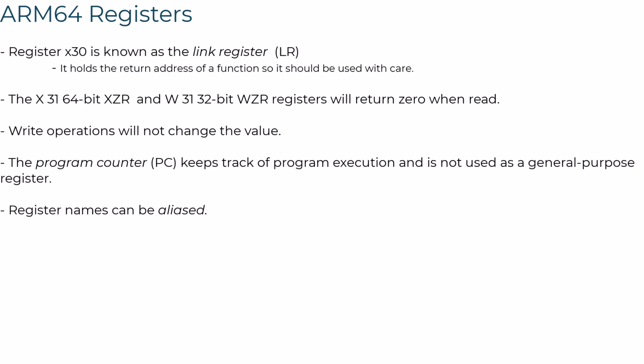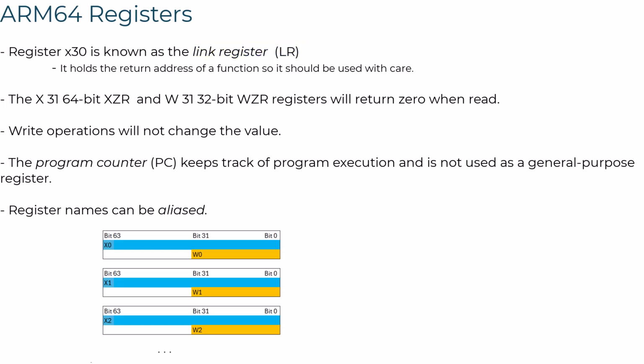Some other special cases. Register X30 is known as the link register, or the LR register, and this holds the return address for the function. So we should be careful about using this if we're going to be using branches and jumps, which we'll talk about later on. The zero register is X31 and W31, and will return 0 when read. Write operations will not change the value since it's a read-only register. The program counter keeps track of the program execution, and we will not use it as a general-purpose register.